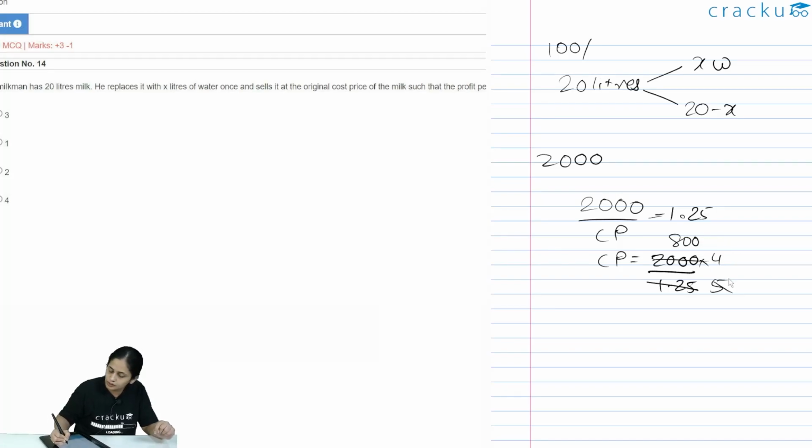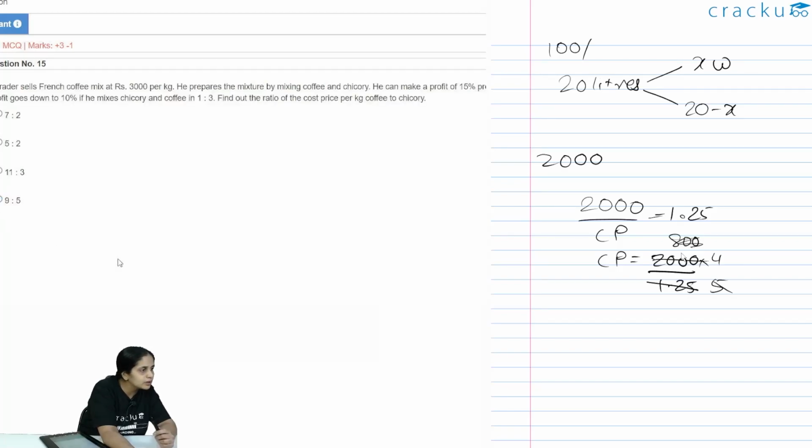No, sorry. This is equal to how much? This is equal to 1600. So 1600, that means 16 liters. So this replaces 4 liters. The trader sells filtered coffee.